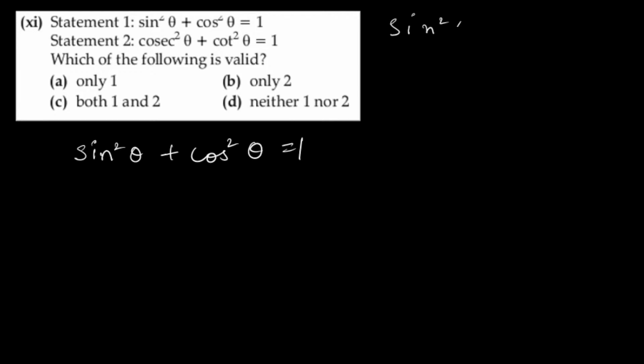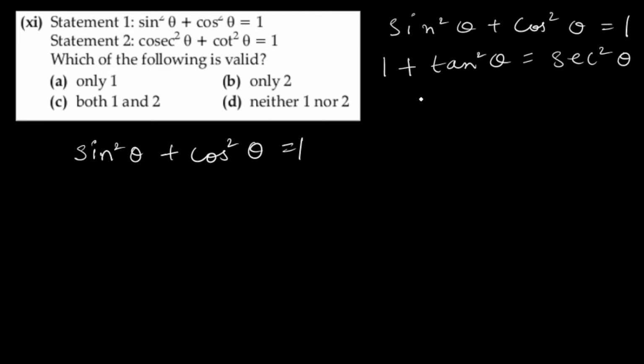First one is sine square theta plus cos square theta is equals to 1. Second relation is 1 plus tan square theta is equals to secant square theta. Third relation is 1 plus cot square theta is equals to cosecant square theta.